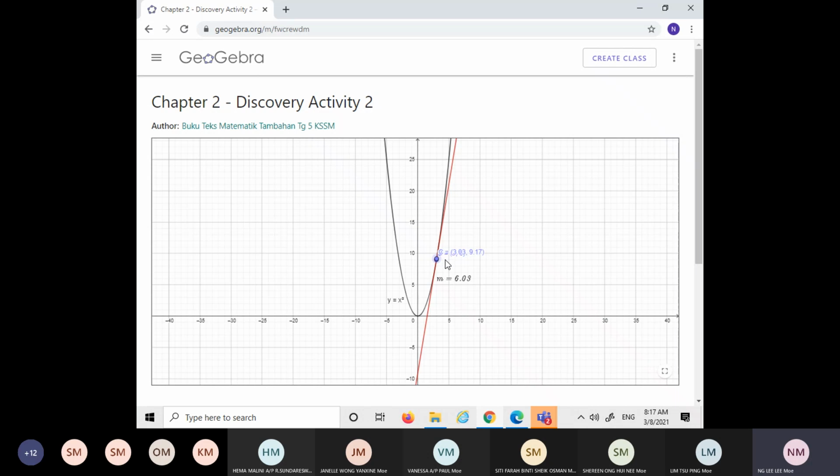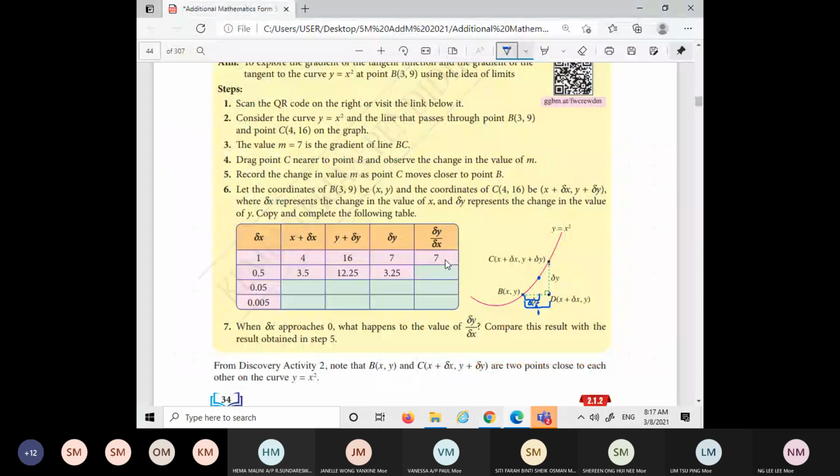So you can see the gradient dropped from 7 until it's near to 6. If you want, you can fill out all this. Then you can see here, this one is from 7, drops until very close to 6. It approaches 6. This symbol, the arrow, remember that, then you learn. It approaches 6. dy over dx approaches 6. Maybe here is 6 point something.